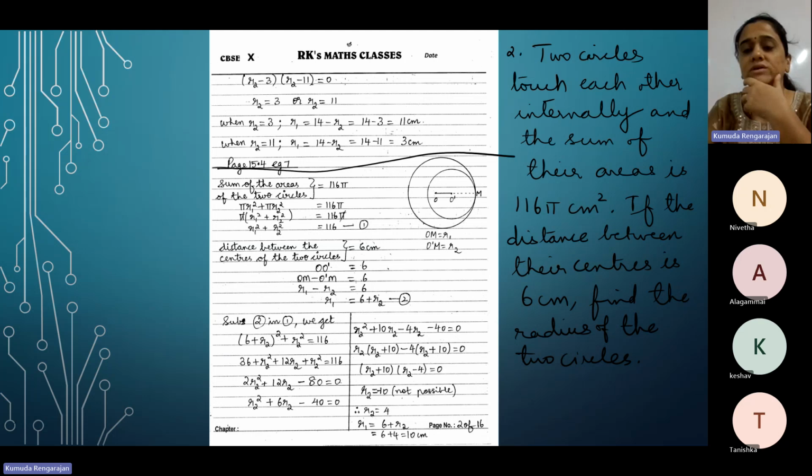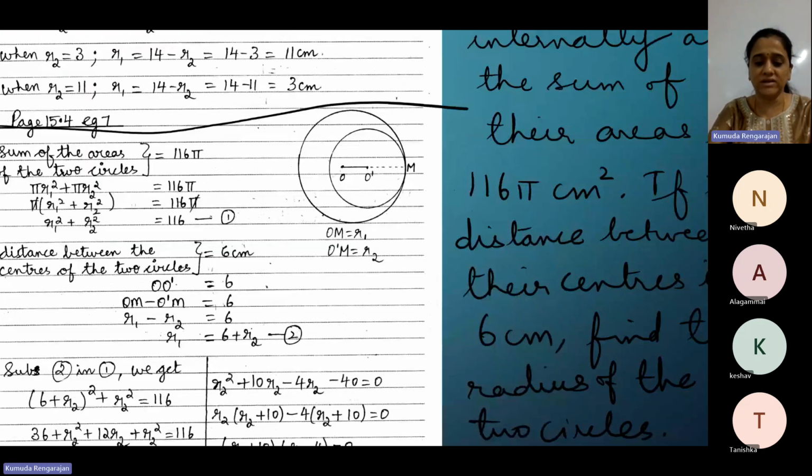Okay. So here two circles touch each other internally and the sum of their areas is 116 pi centimeter square. If the distance between their centers is 6 centimeters, find the radius of the two circles. So two circles that touch each other internally look like this.